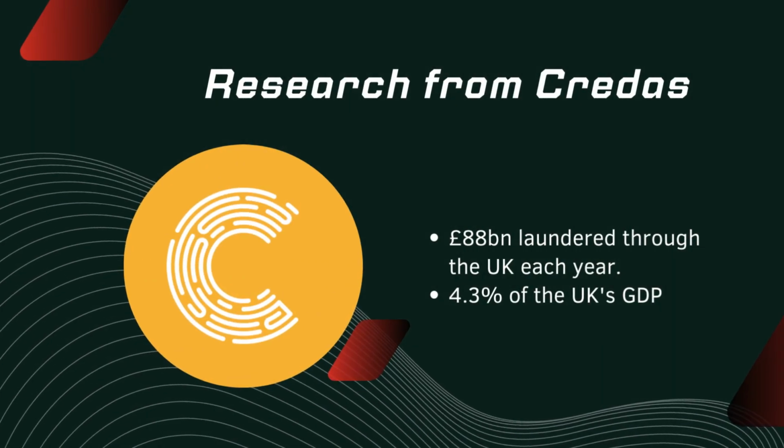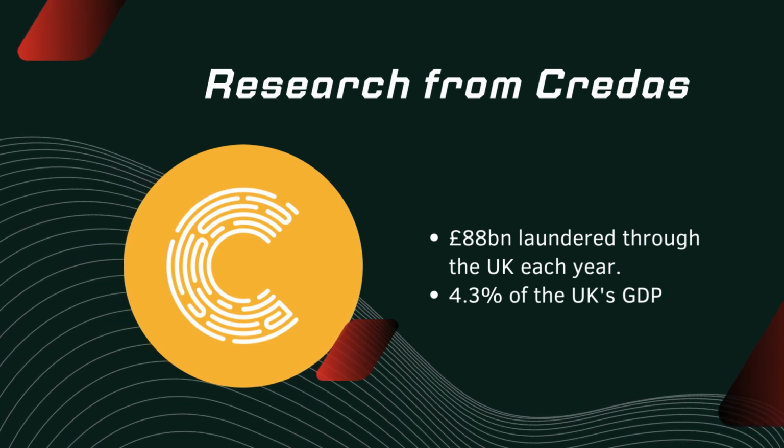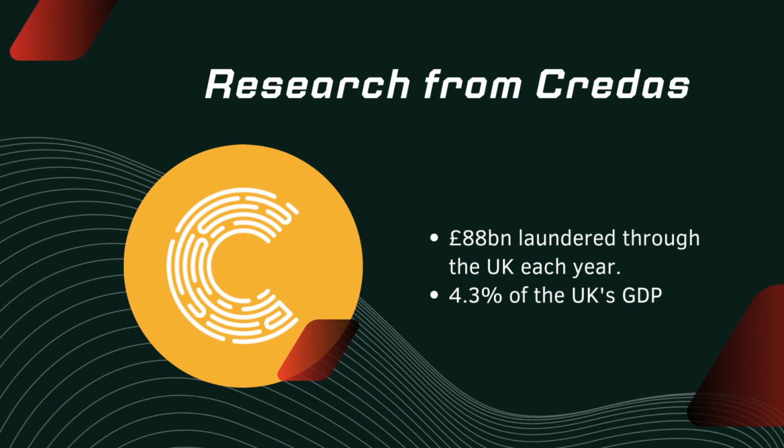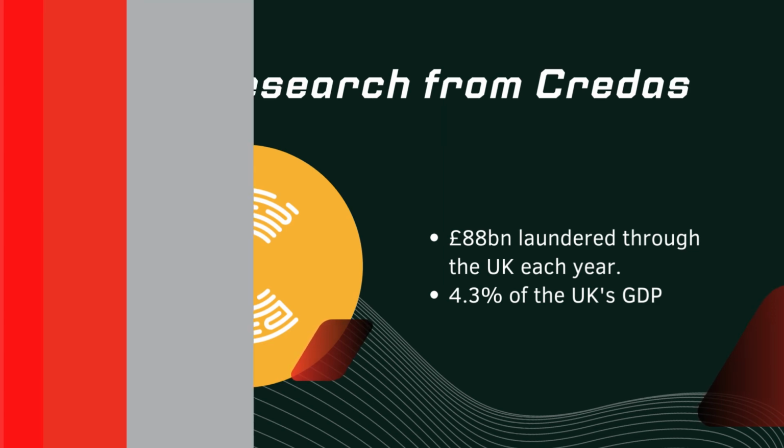According to research from Credis, a staggering £88 billion is laundered every year through the UK. That's a mind-boggling amount. And it gets worse. Money laundering represents a shocking 4.3% of the UK's GDP compared to just 1.4% in the US. So no wonder the UK's government is cracking down on the issue.